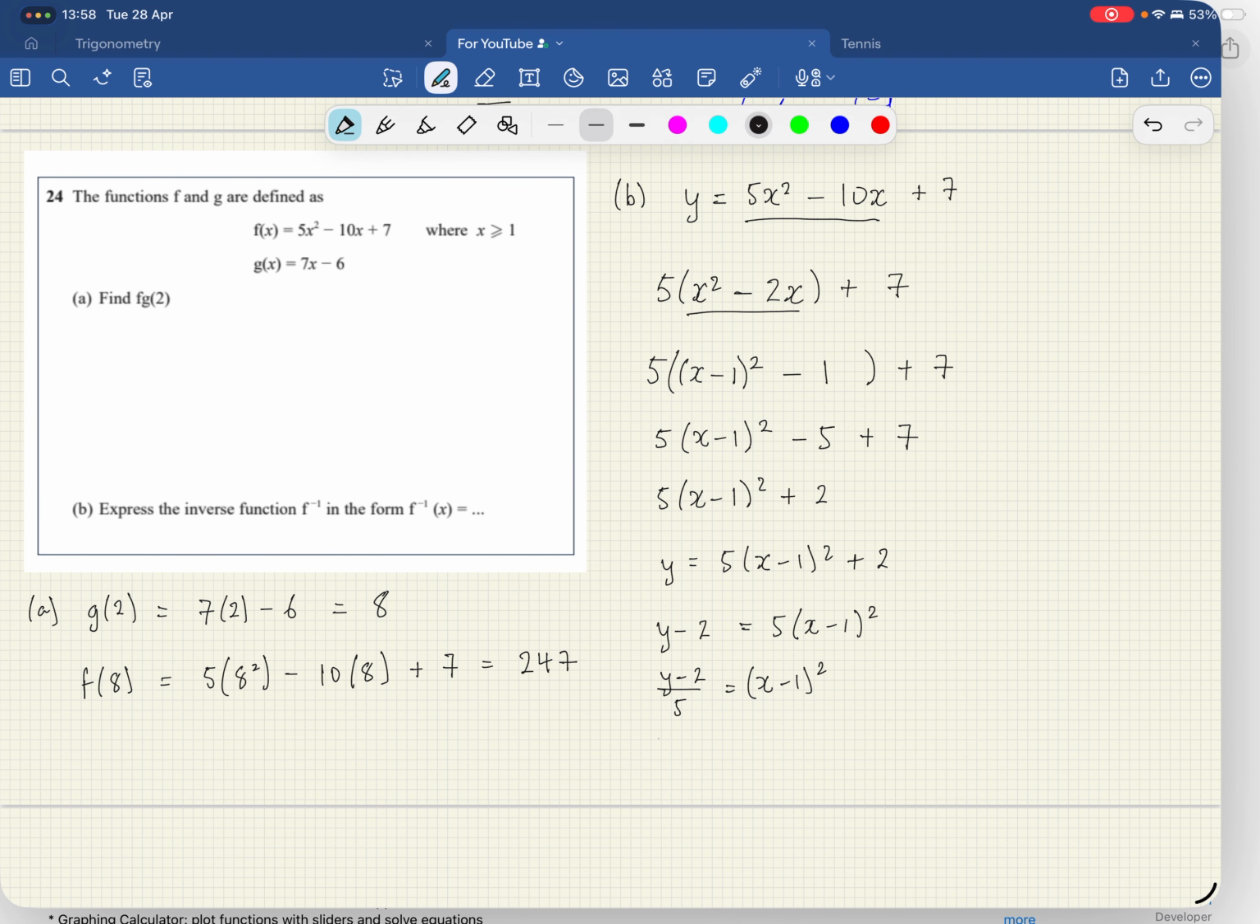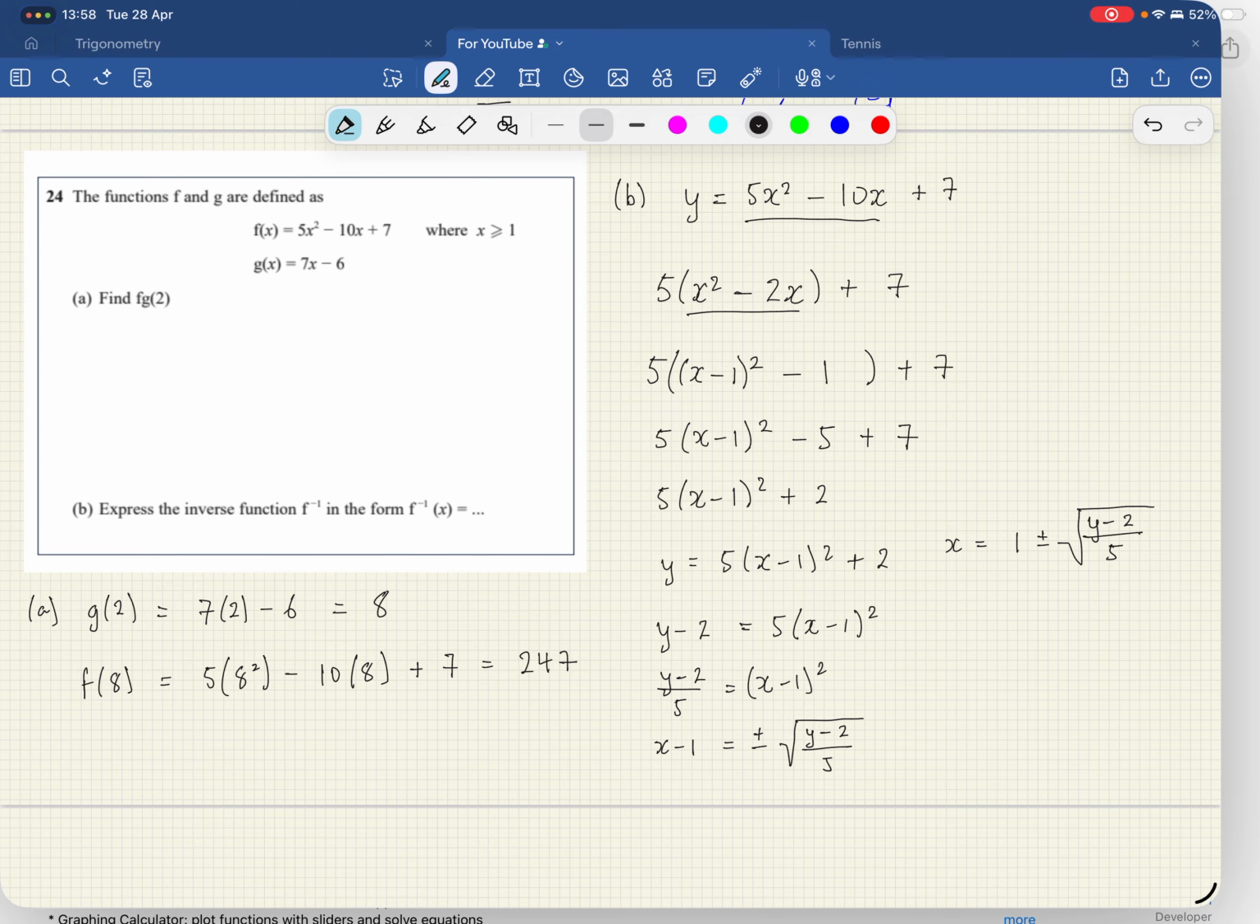Now I've got to take the square root, and I'm actually going to swap the x over this side, so x minus 1 equals the square root of (y minus 2) over 5, but it could have been the positive square root or the negative square root. If I squared those, I'd get back to (y minus 2) over 5, whether it was positive or negative. And now I can just add 1. So going up here, that gives me x equals 1 plus or minus the square root of (y minus 2) over 5.